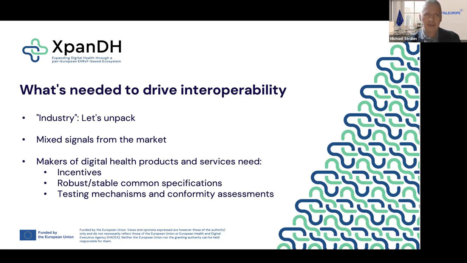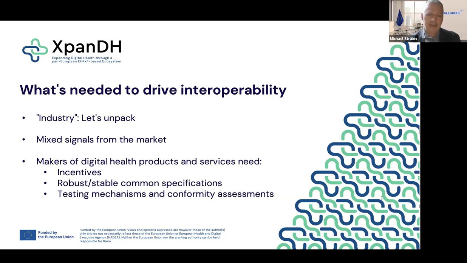So we have a vastly different, diverse landscape of industry players here, including big players, legacy players, and also startups and SMEs, innovators, and people who work in their garages on new products and services.